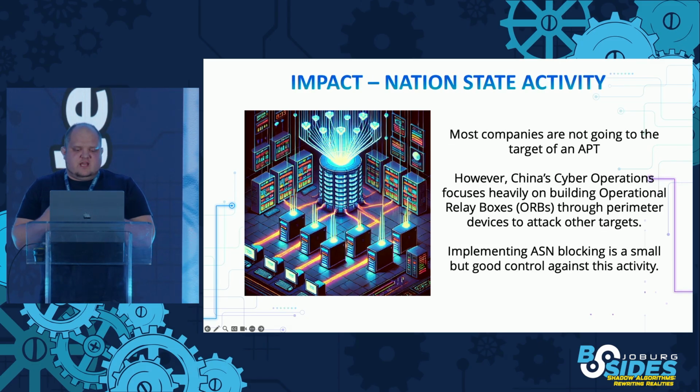When we look at it from a nation state perspective, the overwhelming majority of companies are not going to be the target of a deliberate APT attack. However, if you are familiar with China cyber operations, you know that they have a desire to build out operational relay boxes, or ORBs, through vulnerable perimeter devices. So they might not be interested in your network, but they might be interested in where your network can get them. And by adding this control, it is a small but meaningful control to potentially prevent this activity.